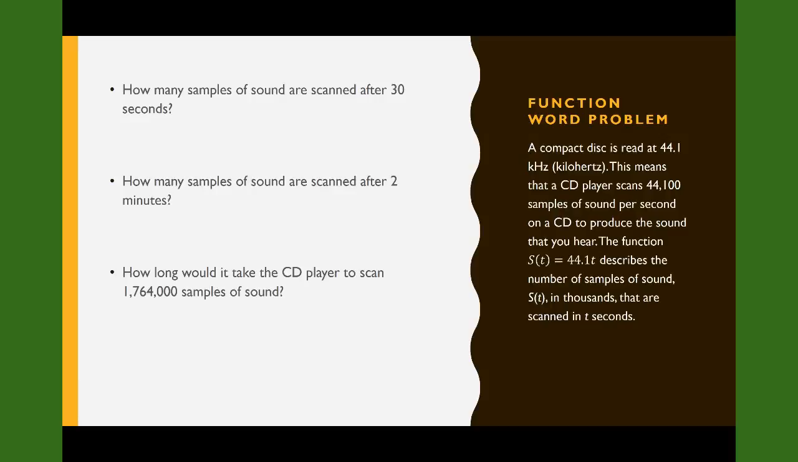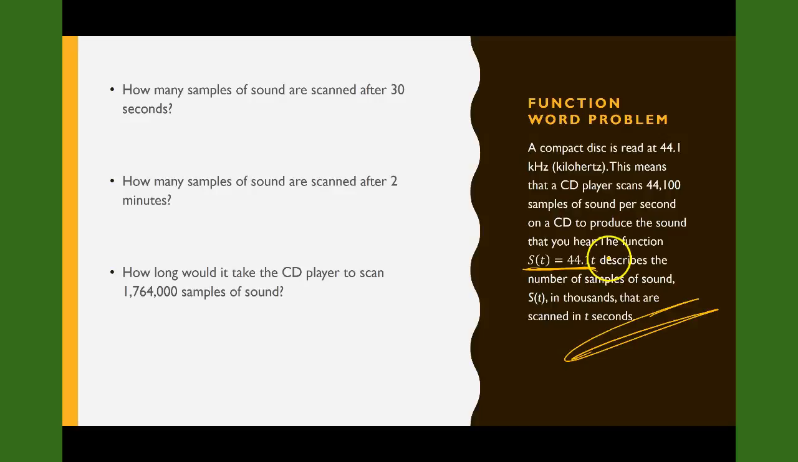A compact disc is read at 44.1 kilohertz. That means a CD player scans 44,100 samples of sound per second on a CD to produce the sound that you hear. Now the function in this one they give us, and here's another way to represent this function, through a formula. S of t is equal to 44.1 t describes this number of samples of sound, S of t in thousands, that are scanned in t seconds.